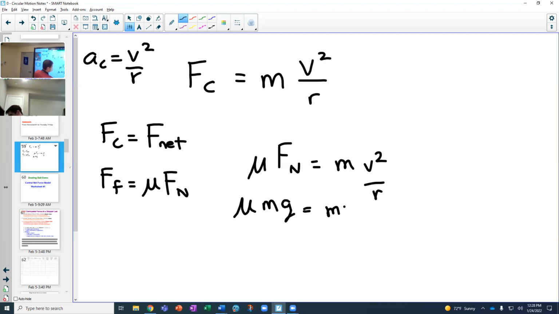All right, and so then we would have this relationship, right? As long as it's a flat surface, the normal force and the weight force would be equal. We can find weight by mg. So what happens to the equation? Yeah, the mass cancels out. So does the mass of the car even matter? No.